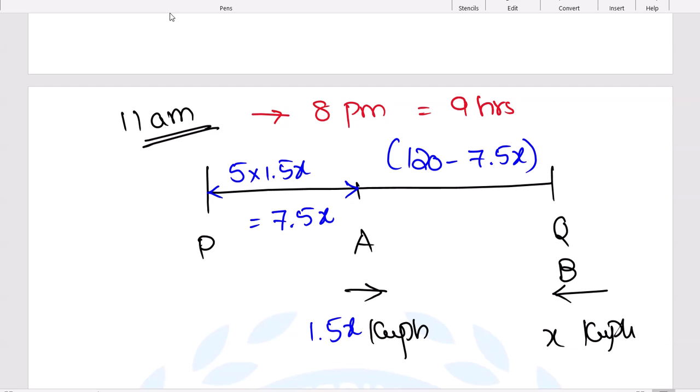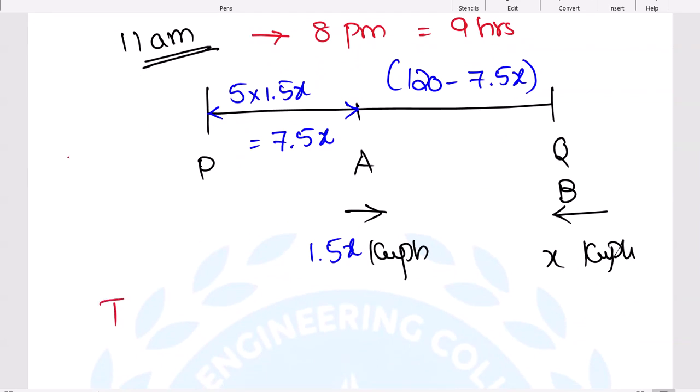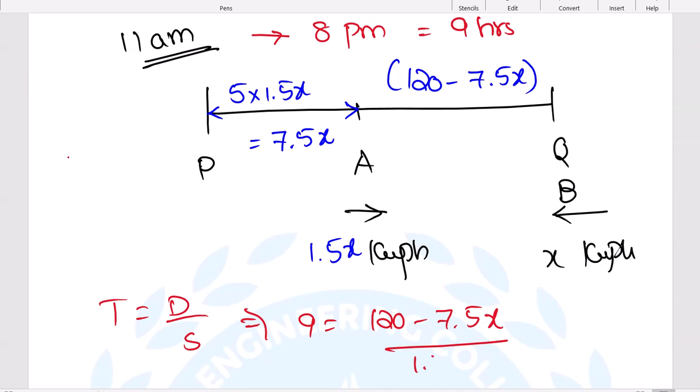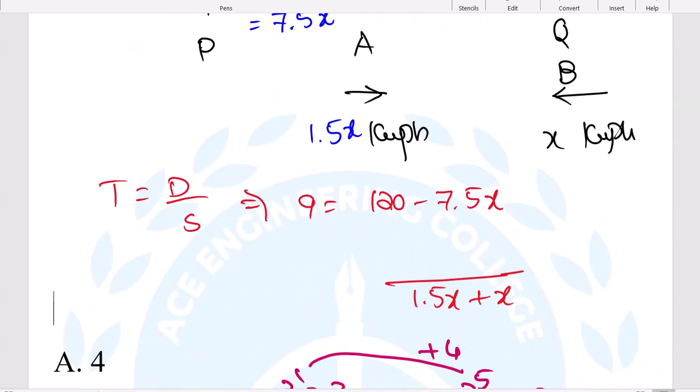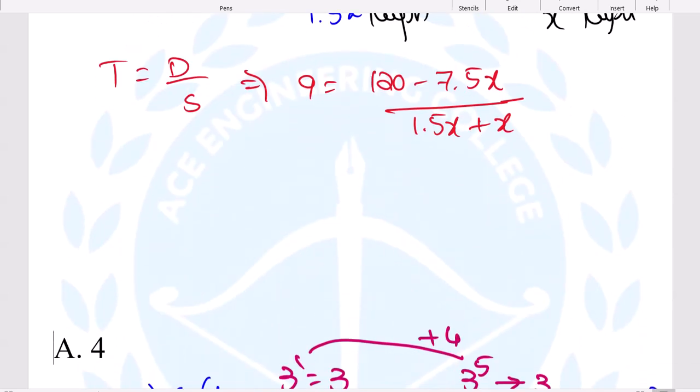So when these two trains travel 9 hours, then they cover the distance. Time is distance by speed, or distance is speed into time. In 9 hours, the distance 120 minus 7.5x is covered with speeds. Now the speeds I am writing: 1.5x plus x. Why plus? Opposite direction. Now calculate the x value here. The denominator 2.5x will go to that side. 2.5 into 9 is 22.5x. This 7.5x will come to this side. 30x is this. So x is equal to 4.